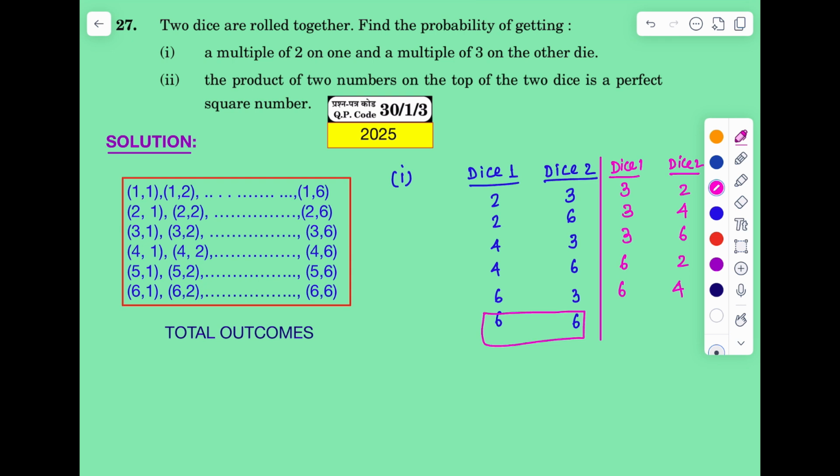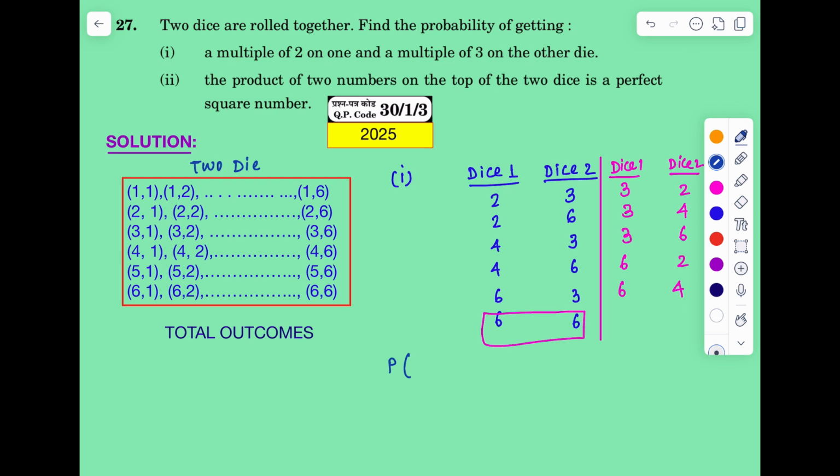So the total number of favorable outcomes will be equal to 6 plus 5, that is 11, and the total number of outcomes will be equal to 36. We know that if we roll 2 dice, we will have 36 combinations.